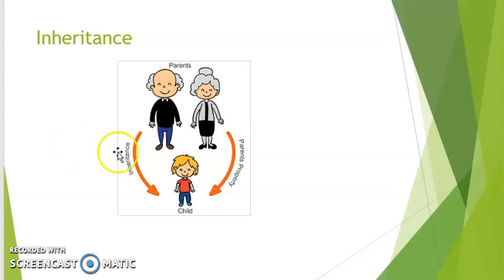Suppose this child has inherited his height and hair color from his parents, and he got other features like his skin color that are different from his parents. So a child can have different features other than their parents' features. Again, a child can inherit some features from his parents. So this child has inherited some attributes or features from his parents.